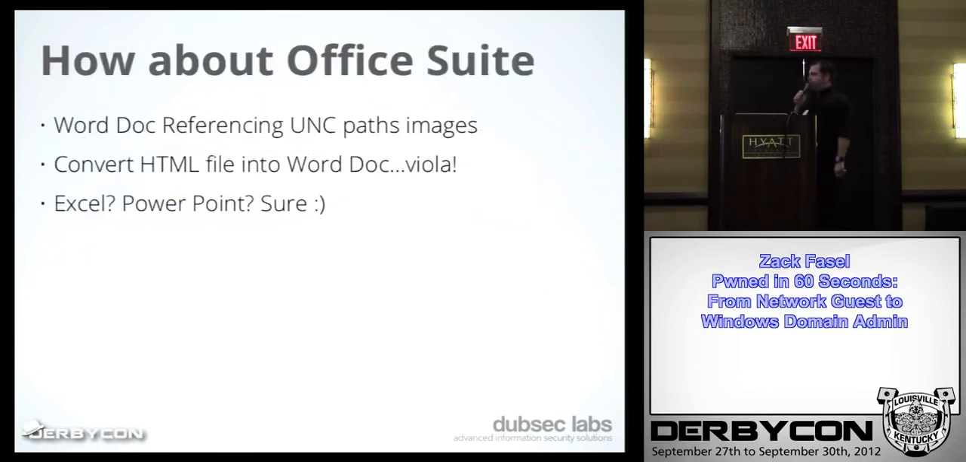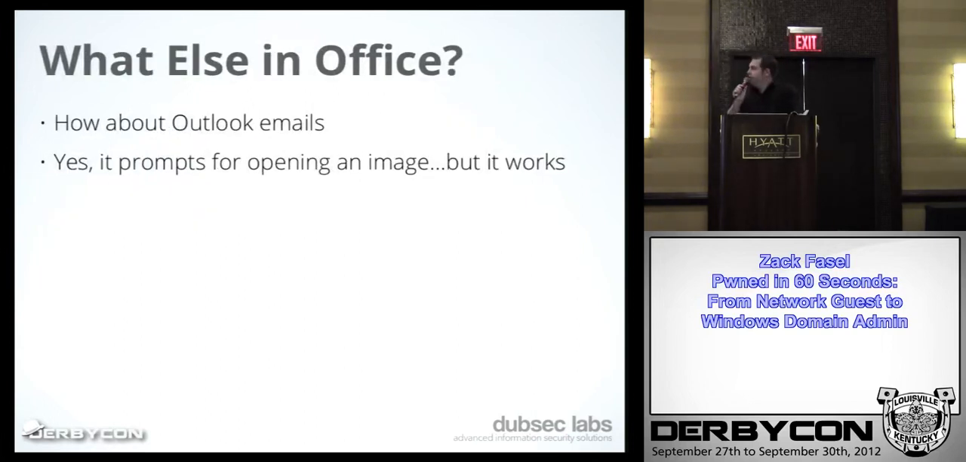So what about the Office Suite? Another way we can get to auto-authenticate to the server is using the Office Suite. Word docs referencing UNC network paths, SMB shares, will automatically connect when you open up the Word doc. And Excel and PowerPoint, and that's cool. I can send a resume, someone opens it up, it auto-authenticates to me. But what about just straight in Outlook? Outlook supports HTML emails and systems will auto-authenticate. That's interesting.